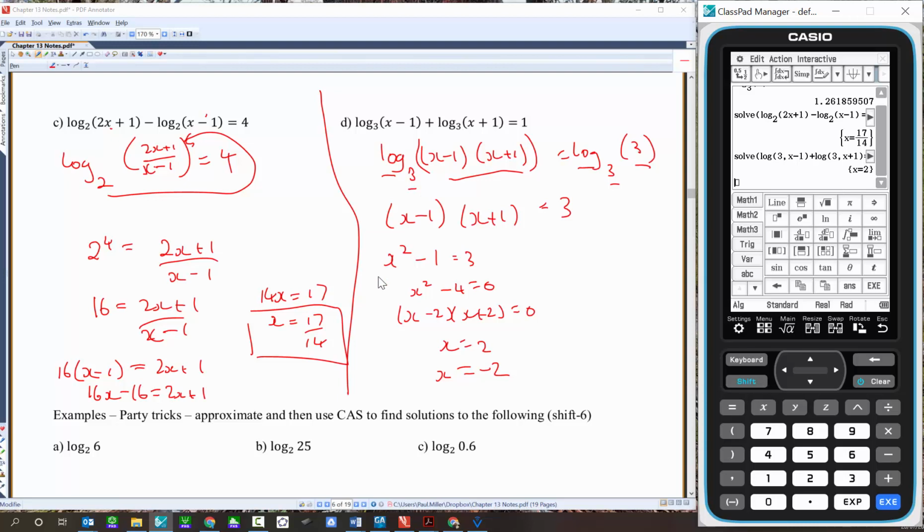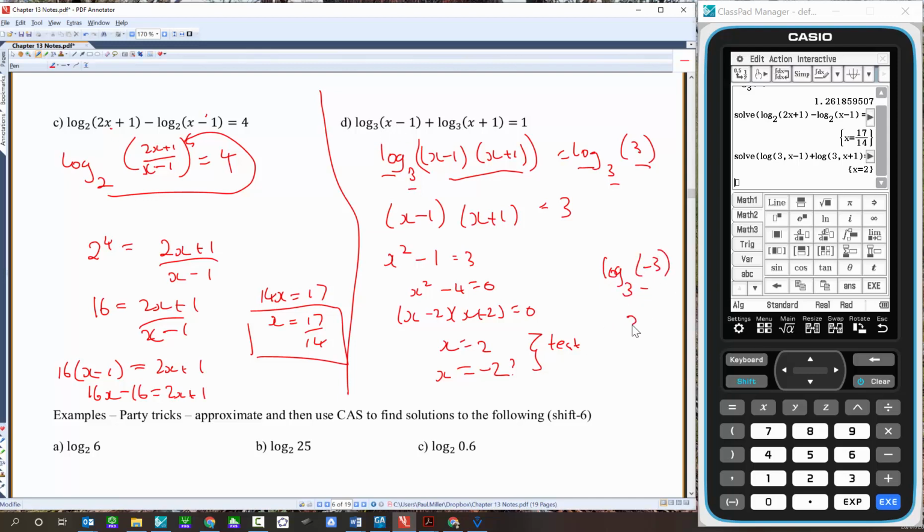Now, what is wrong with this one? Well, once you solve the quadratic, don't forget you've got to test your solutions. So let's put 2 into this and see what happens. When I put 2 in there, I get log 3 of 1. Yep, can do that. Put 2 in there and I get log 3 of 3. Can do that. If I put negative 2 in, well, what happens? Negative 2 goes in here. That's log 3 of negative 3.